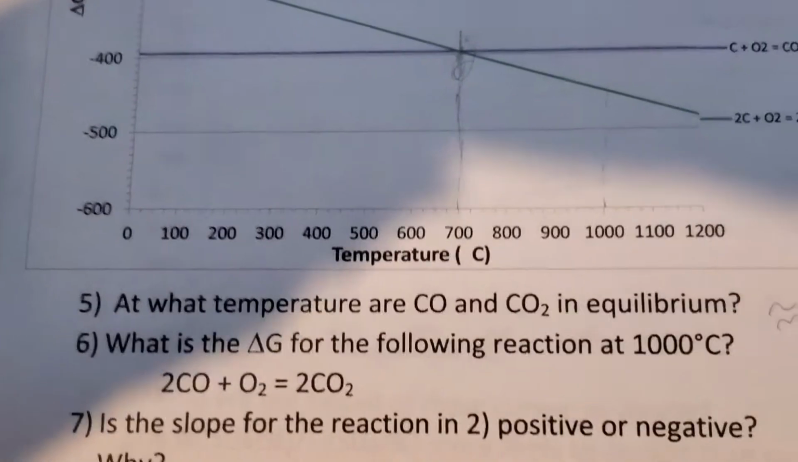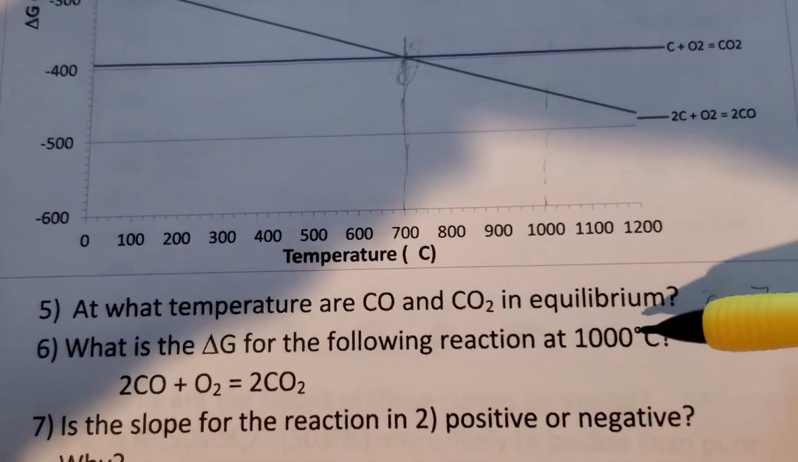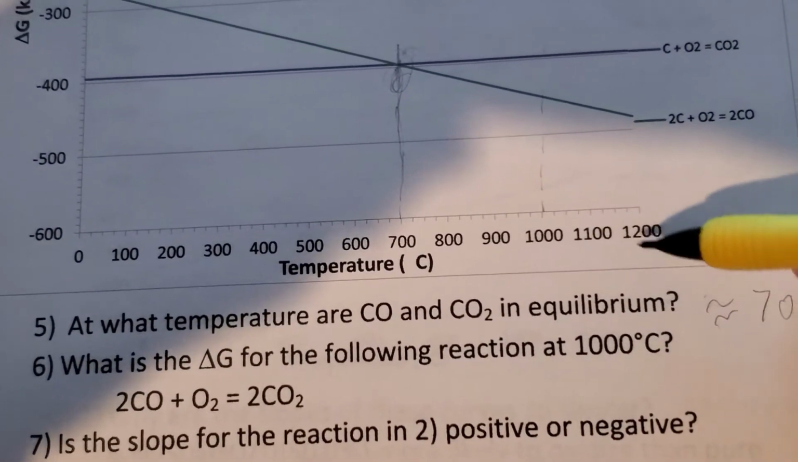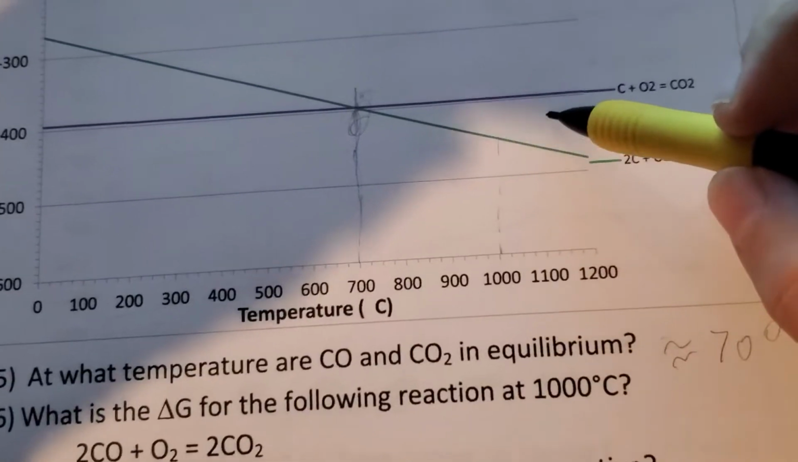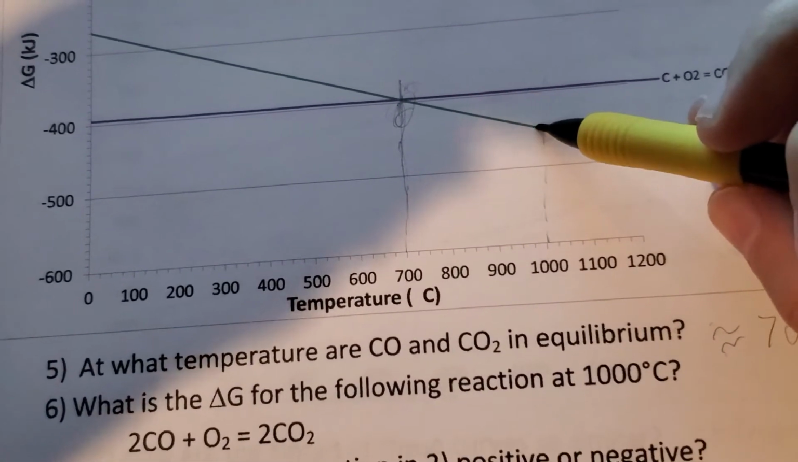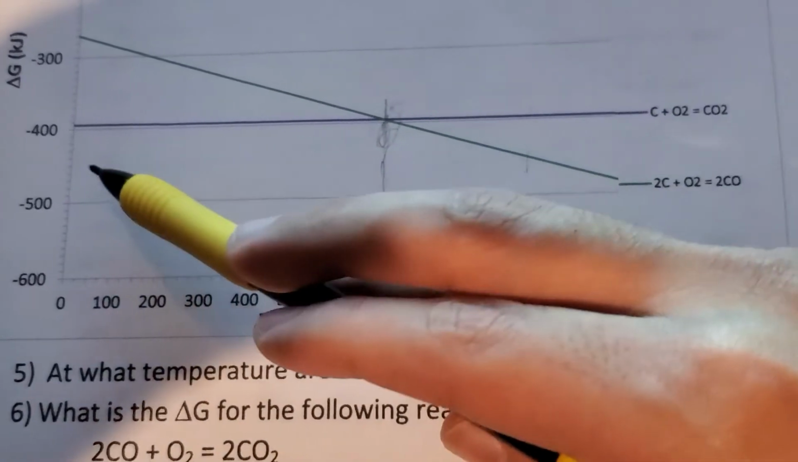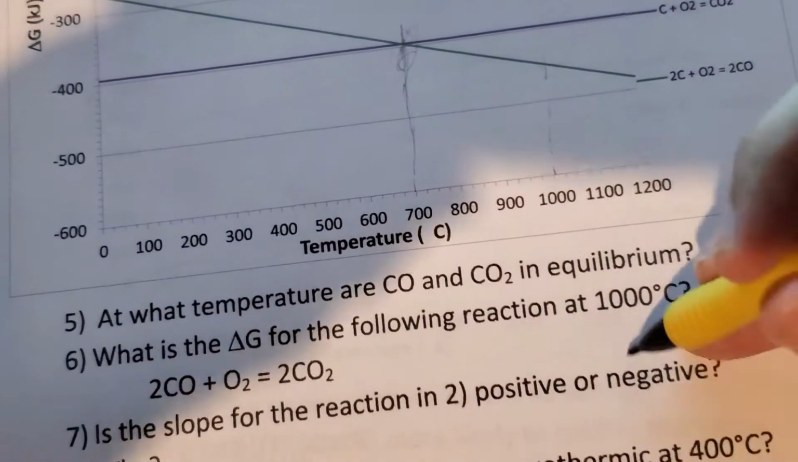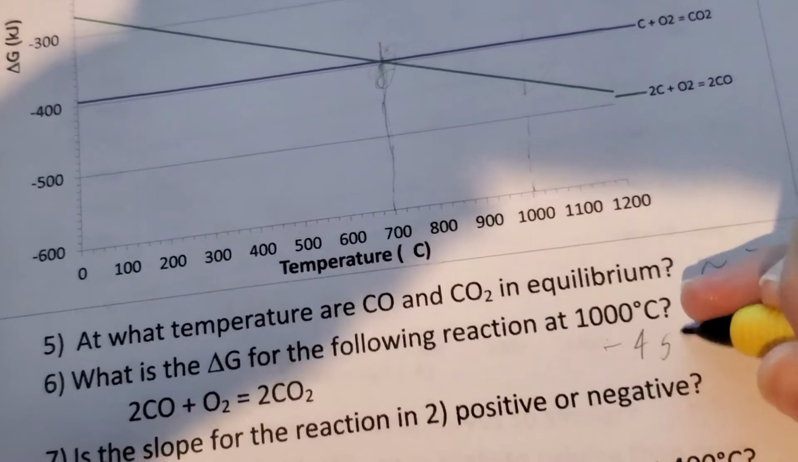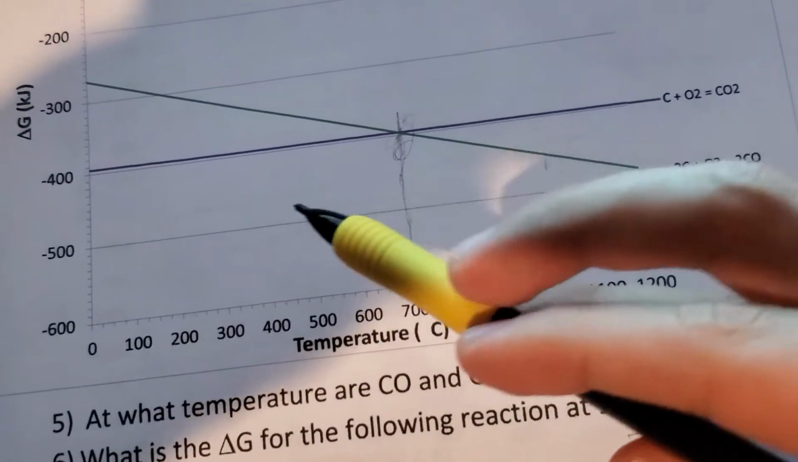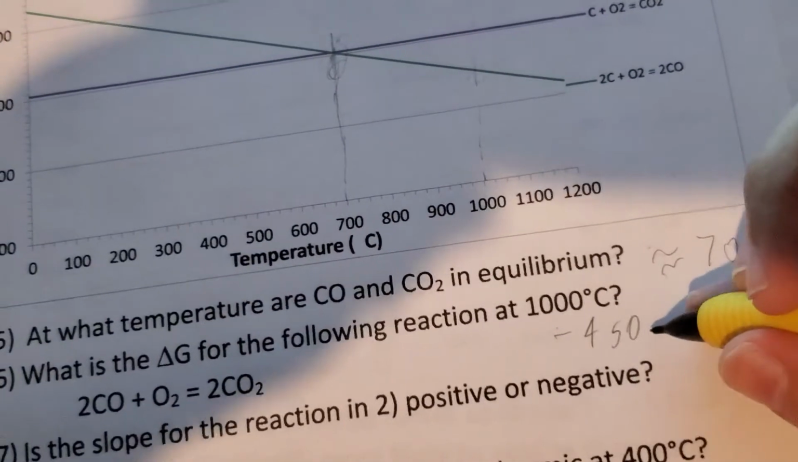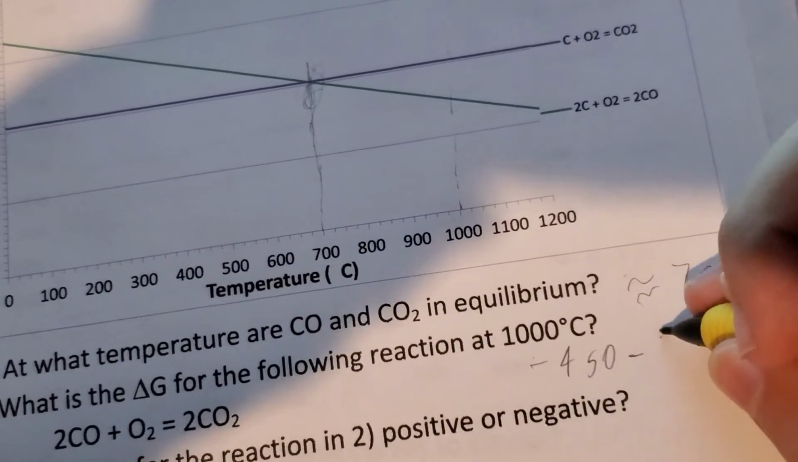Okay. What is the Gibbs free energy for the following reaction at 1,000 degrees Celsius? So 1,000, find the y-intercept, looks about negative 450. For the other one, negative 390, and you take the difference.